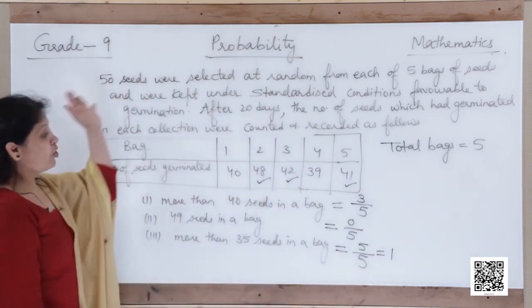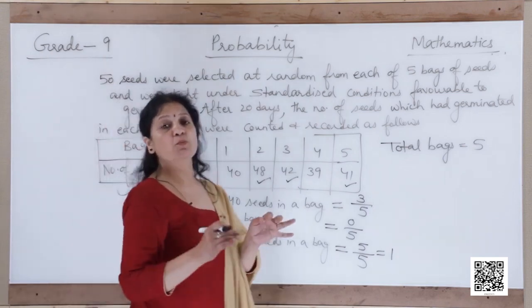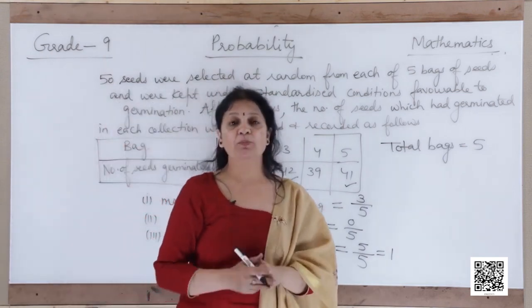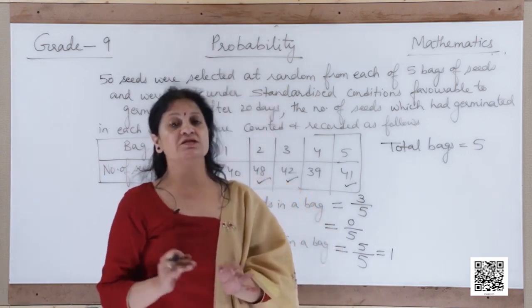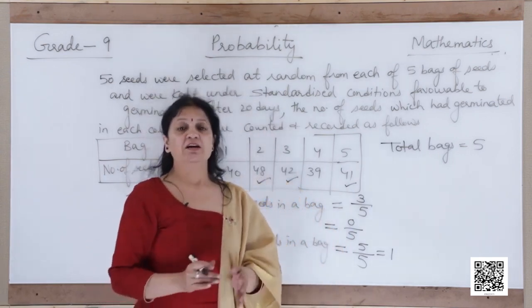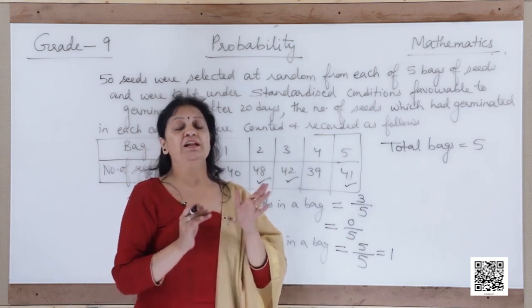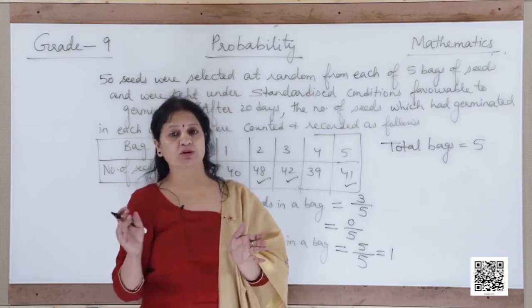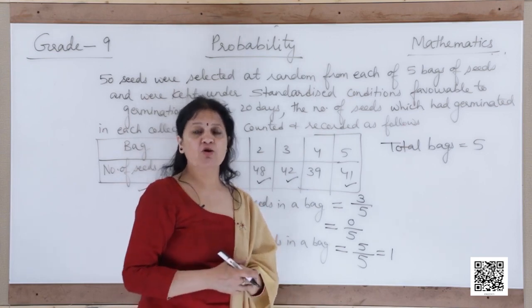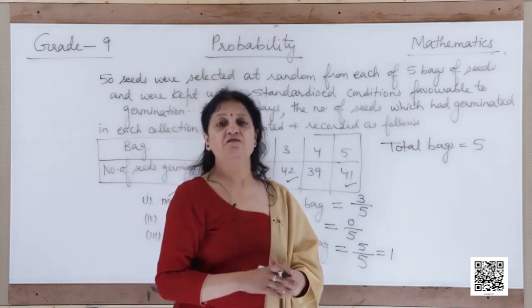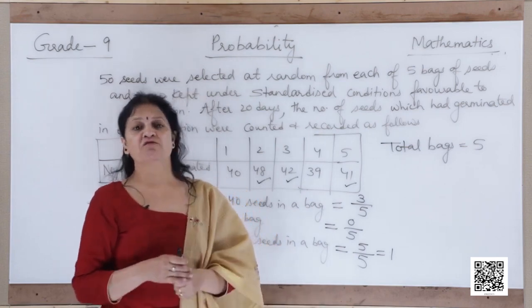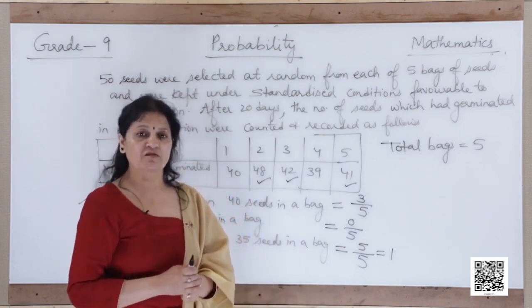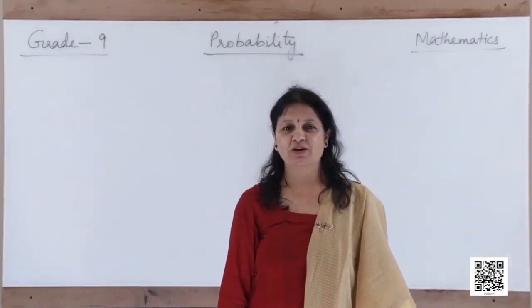So with all these examples, we have observed that the probability of every event will be from 0 to 1 only. It will never be less than 0, never more than 1. And also we have observed that if we are considering all the outcomes, then the sum of all the probabilities will always be equal to 1. I hope today's topic is clear to everyone.